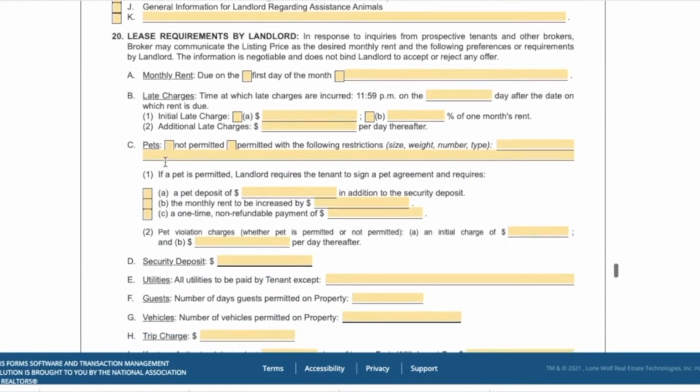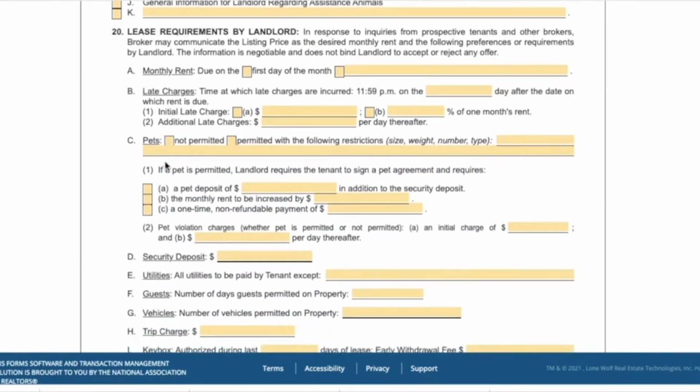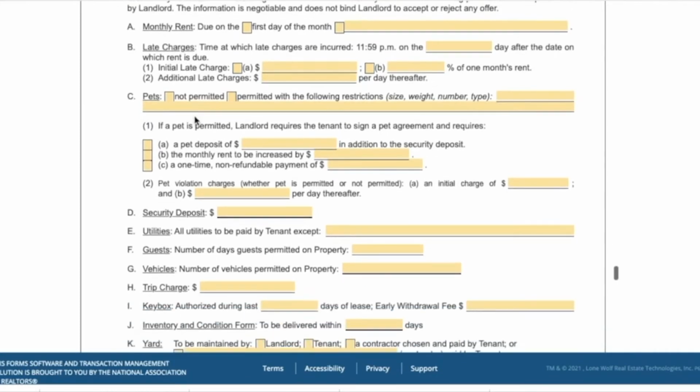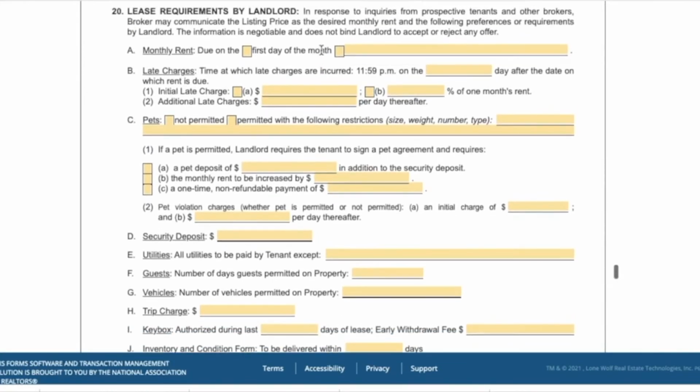Now all this is going to be answered by the landlord. I mean, you fill this stuff out, and typically they're going to tell you what to put here. At what day of the month is rent due? What do the late charges look like? Typically first day of the month, typically an initial late charge of $50, and then $20 for every day after that.